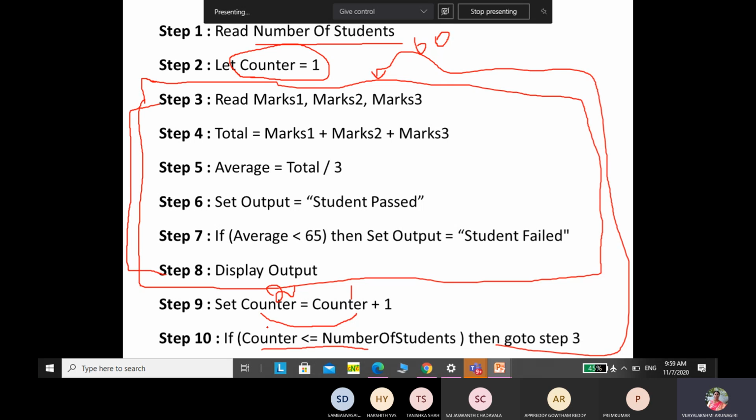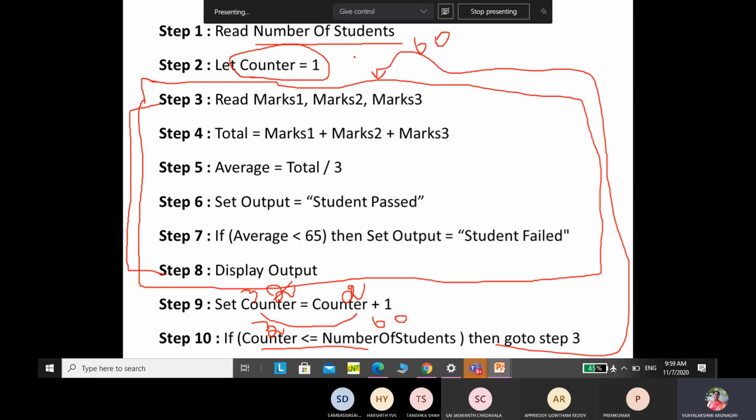Now I'm checking whether the counter value 2 is less than or equal to 60, because my number of students is 60. If this condition is satisfied, it means I didn't reach the number of students. Then I'll go to step 3. Again, I'll continue all the steps, and my counter value is incremented from 2 to 3, because the previous counter is 2. 2 plus 1 is 3. Then I'll check whether 3 is less than or equal to 60. Then I'll go to step 3.